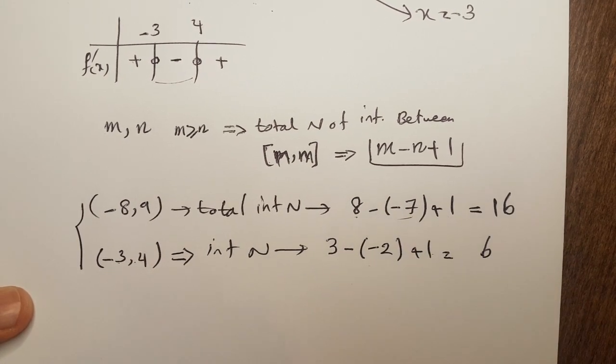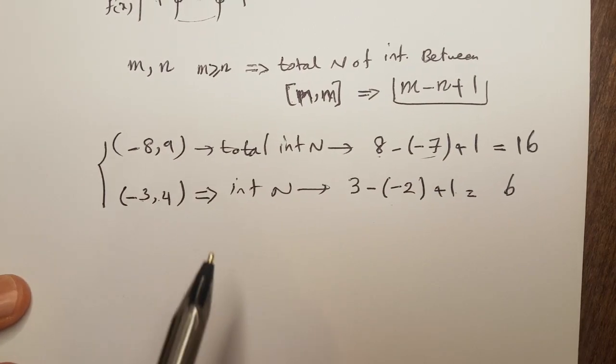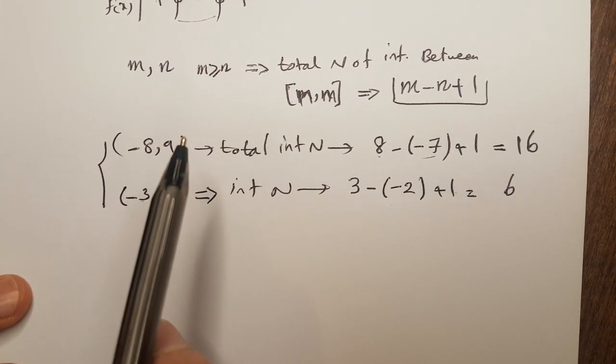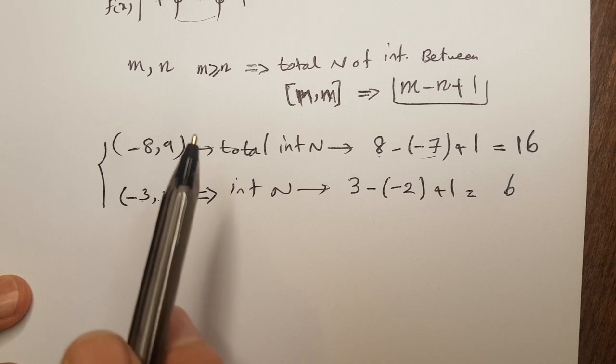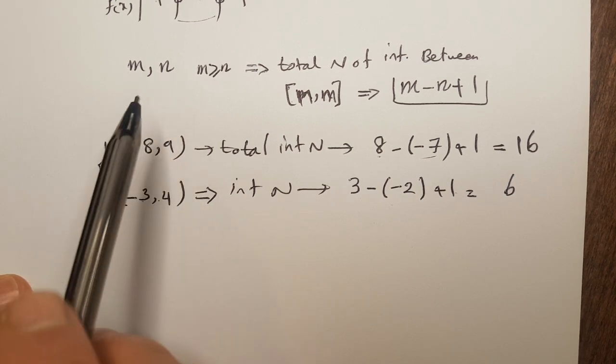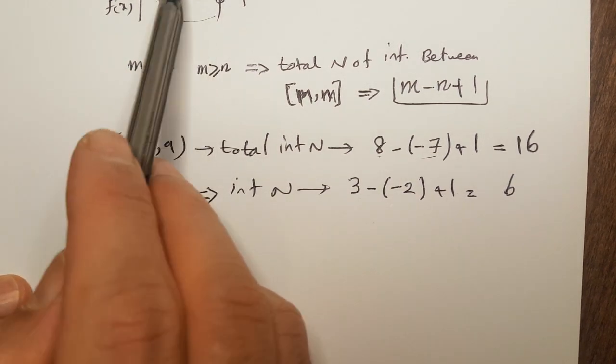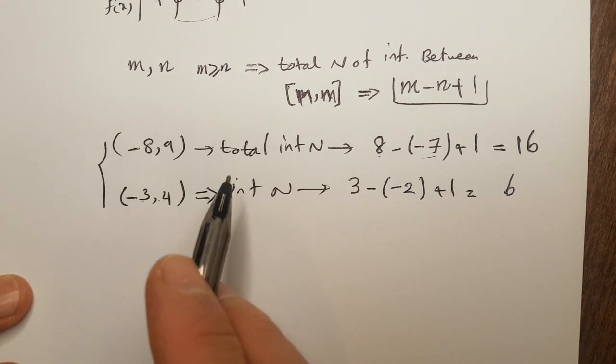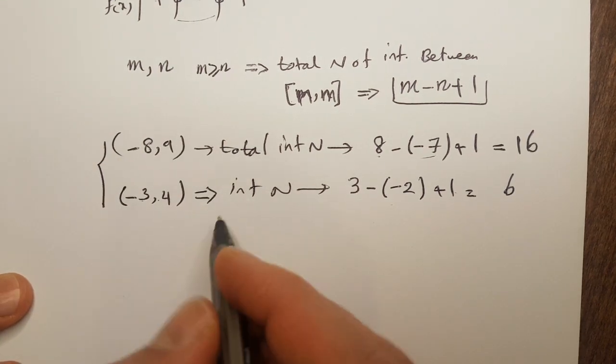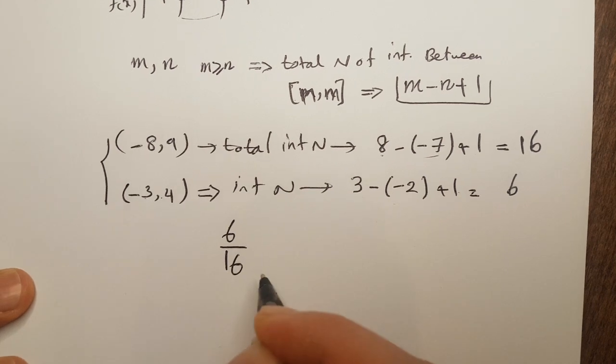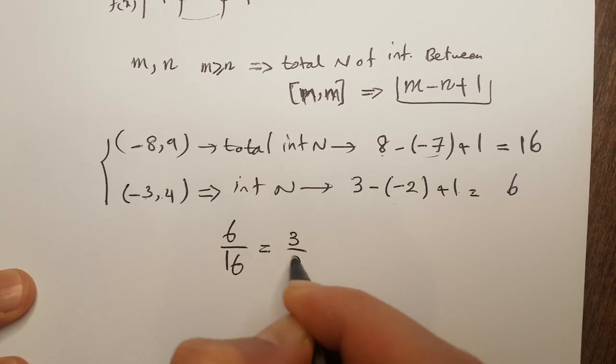plus 1 is 6. So the probability that the slope of f(x) at an integer n, which will be between -3 and 4, being negative is 6 over 16 or 3 over 8.